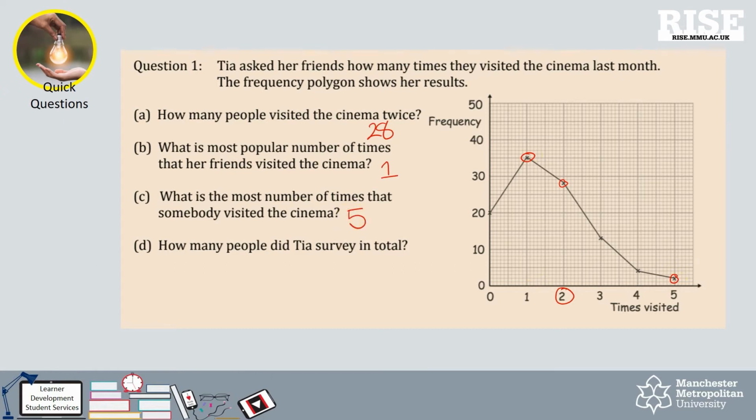And if I want to know how many people Tia surveyed, I just need to add the frequencies. So I have 20 for this one, then I have 35, I have the 28 people who went twice, I have 13 people that went 3 times, 4 people that went 4 times, and 2 people that went 5 times. If I add all of those together, it gives me the total number of people that she asked, which is 102.